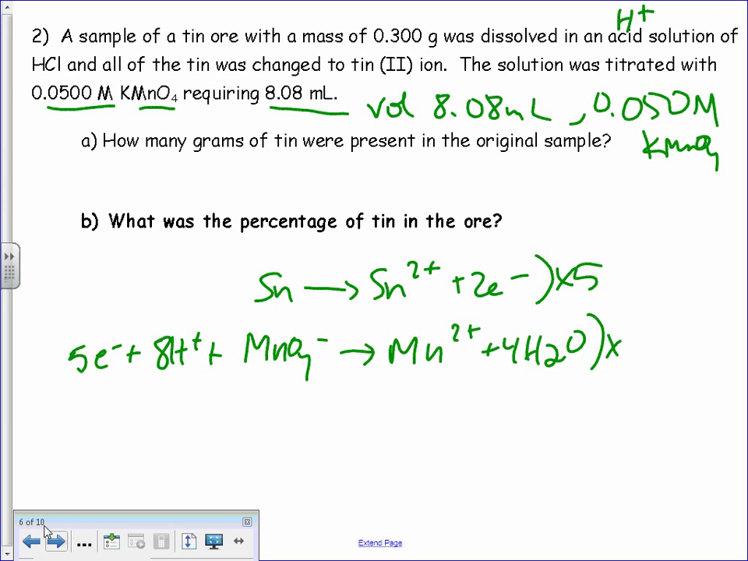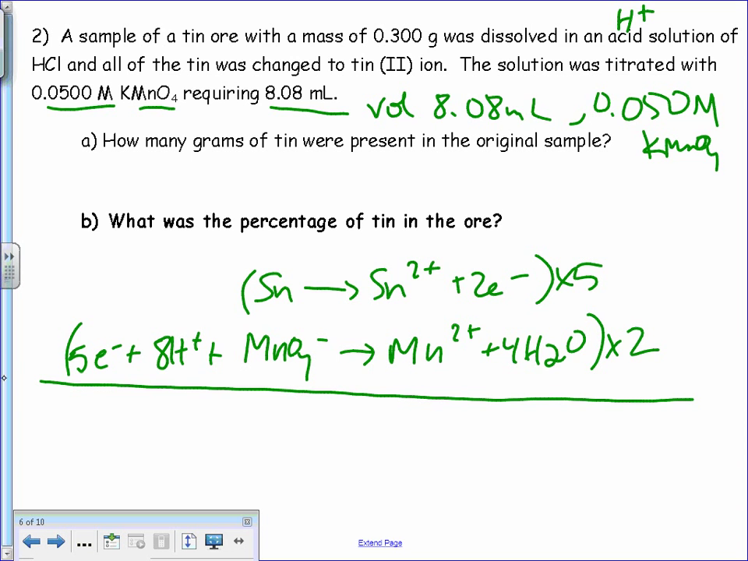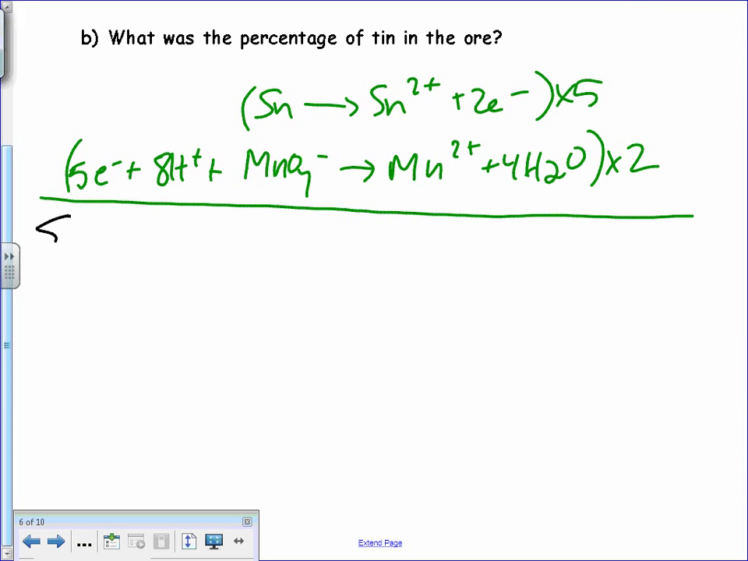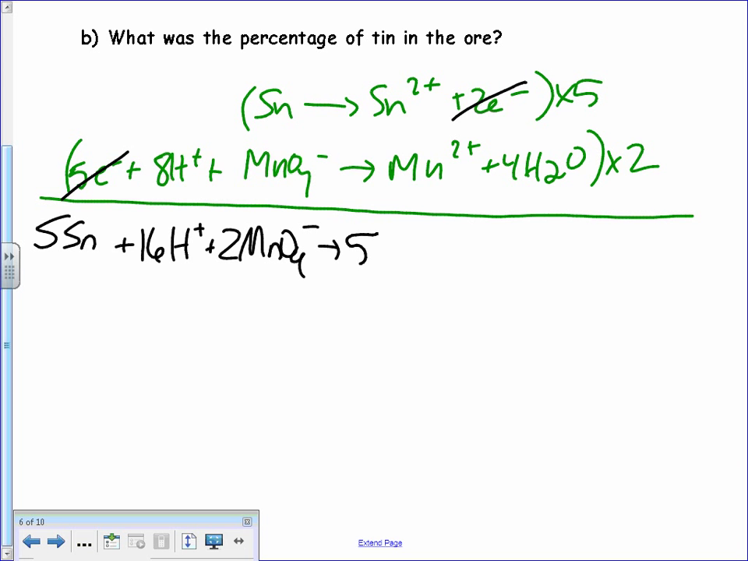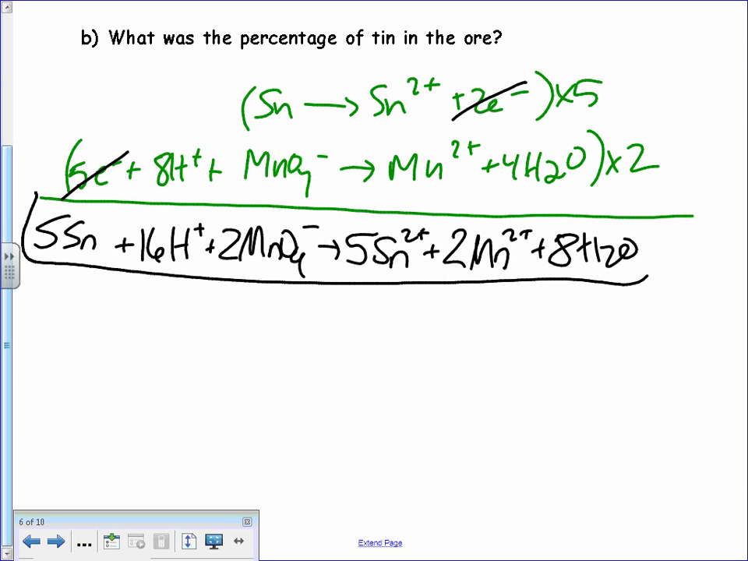Times 5, times 2. This should be second nature to you at this point. So 5 tin solids plus 16 H pluses plus 2 permanganates yields 5 tin 2 pluses, 2 Mn 2 pluses, and 8 waters. Alright, so there's our BCE. Now, what is the question?